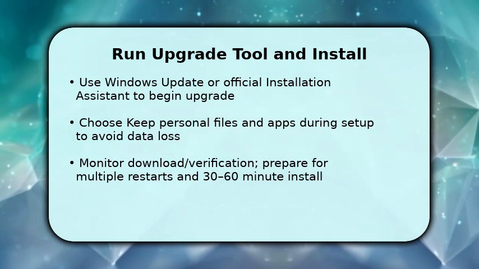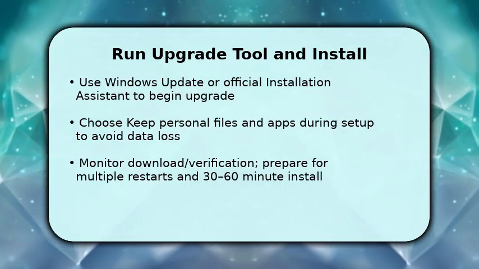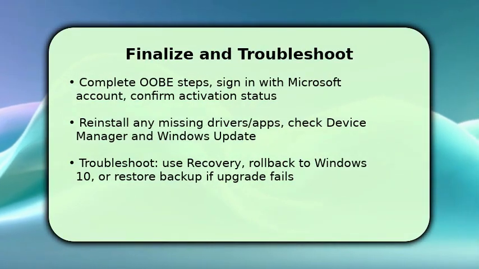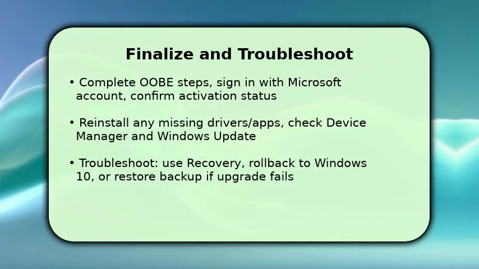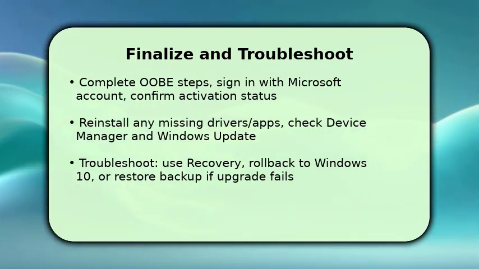After installation, complete the out-of-box experience. Sign in, pick privacy options, and let Windows finalize device setup. Verify activation in settings and check Device Manager for any missing drivers. Run Windows Update again to fetch patches. If an app or file is missing, first look in the original user folders and OneDrive.